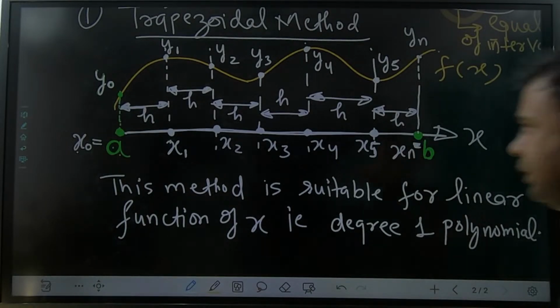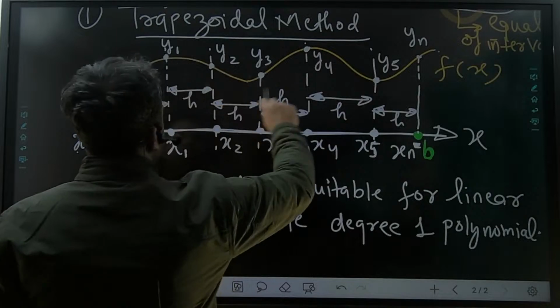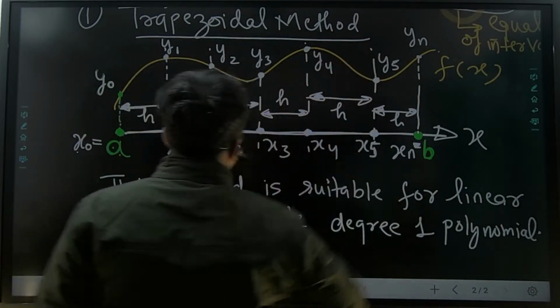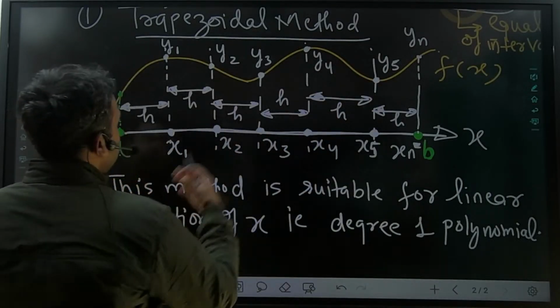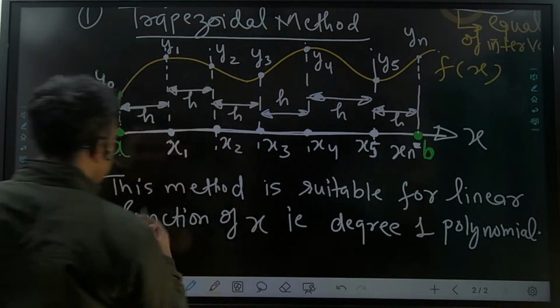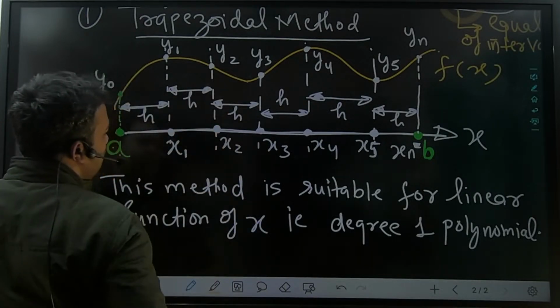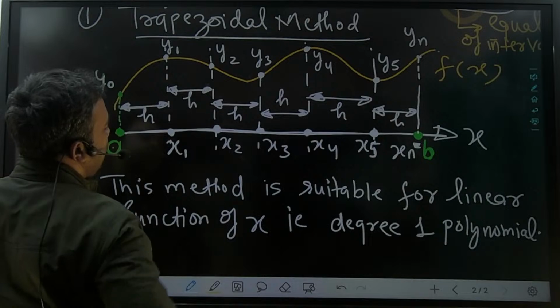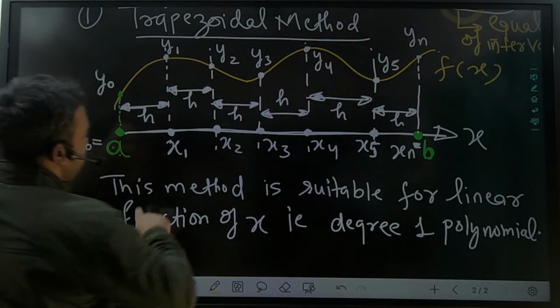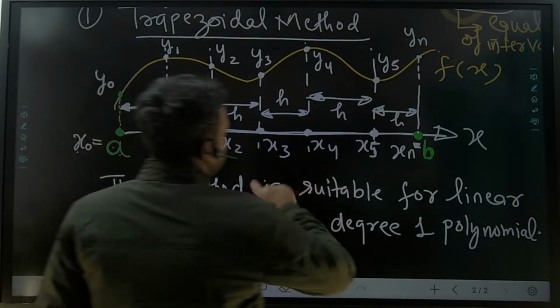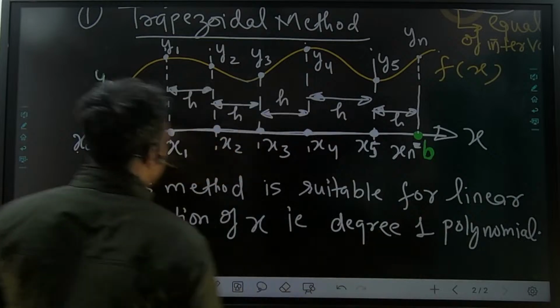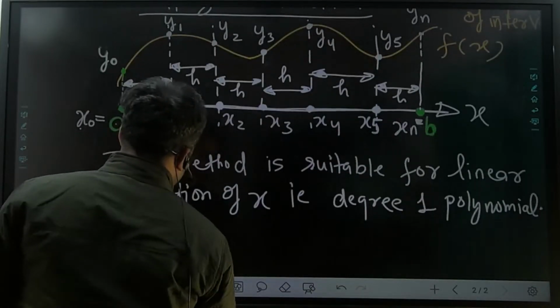It means if this function had been linear, the trapezoidal method would have been the best method to solve it, and the error would be reduced. You can use it on any type of function, but the error will be more. If you want to minimize the error, you have to use the trapezoidal method for a linear function of x.